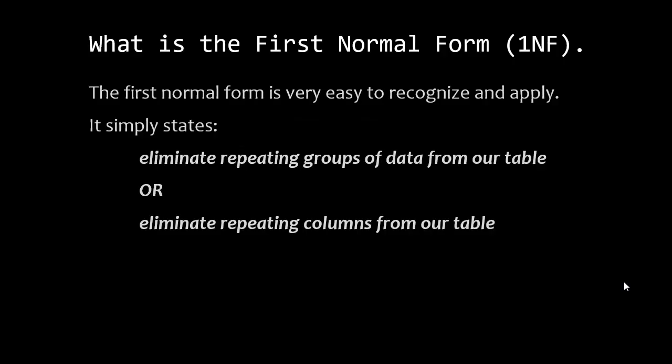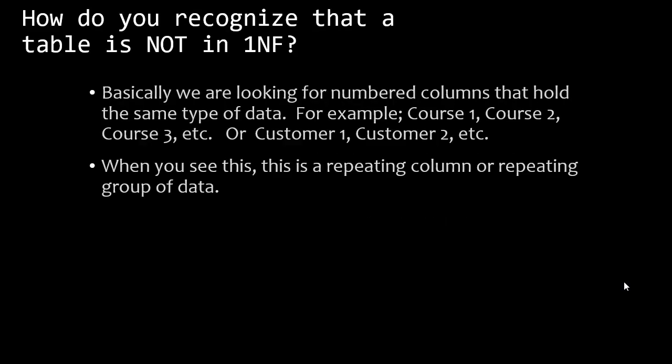So the first normal form is very simple. Basically, it states that we're going to eliminate repeating groups of data from our table or eliminate repeating columns from our table. I sort of like the second definition better. We're literally looking for columns that repeat. What do we mean by that? Basically, we're looking for a number of columns that hold the same type of data. For example, course 1, course 2, course 3, customer 1, customer 2, order 1, order 2, order 3, favorite song 1, favorite song 2, favorite song 3. Those types of things that we see repeating that could be on one line of data. That's repeating columns.